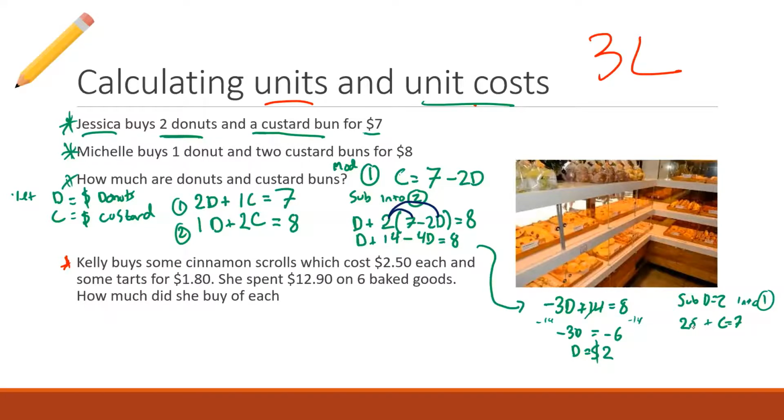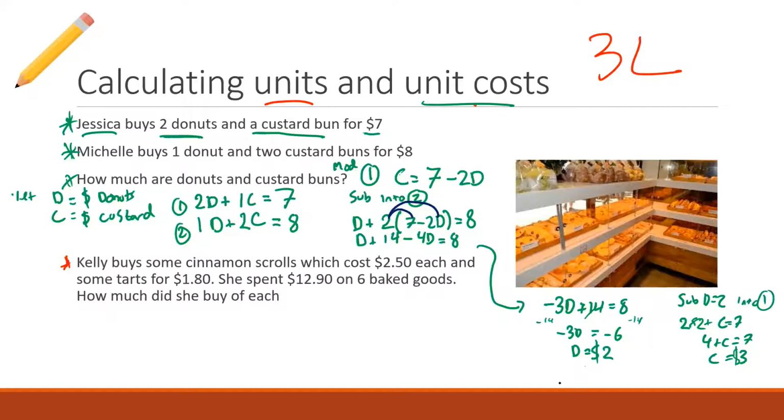2 times 2 plus c equals 7. 4 plus c equals 7. C equals 3. So there's a price for a custard bun, and there's a price for a donut. I needed a fair bit of room here. I probably should have done these 2 things on 2 different pages, but that's okay. I just wanted to do them all on one, and I'm going to show you why later on.